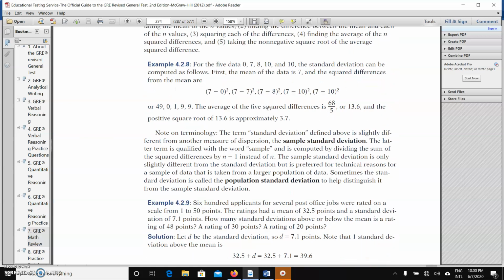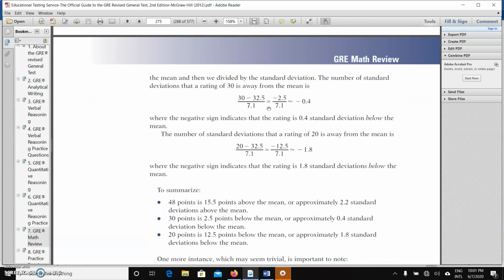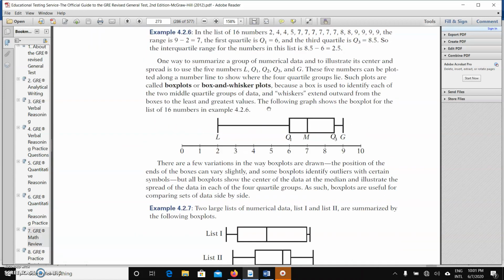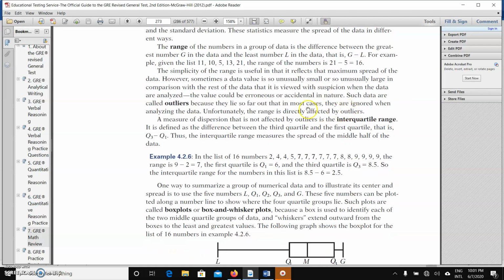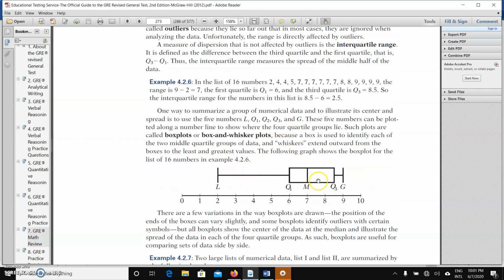Now, this is the practical part. You must learn this. It's very, very important, because there are some questions that are written like this. Now, this Q1, Q2, Q3, your quartiles, can be represented on a graph. This is a graph, you call it a box plot.